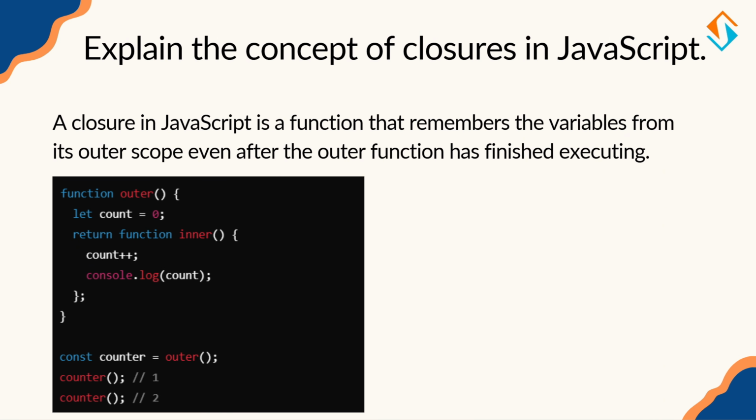Explain the concept of closures in JavaScript. A closure is when a function remembers variables from its parent scope even after the parent function has finished executing. So here I have given a syntax. Here the inner function remembers count even though the outer function has finished running.